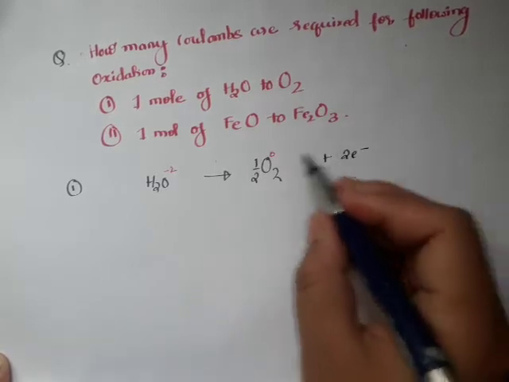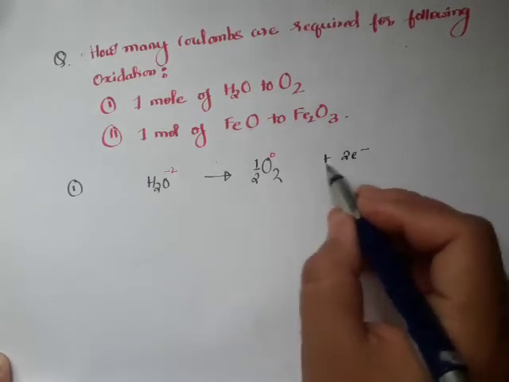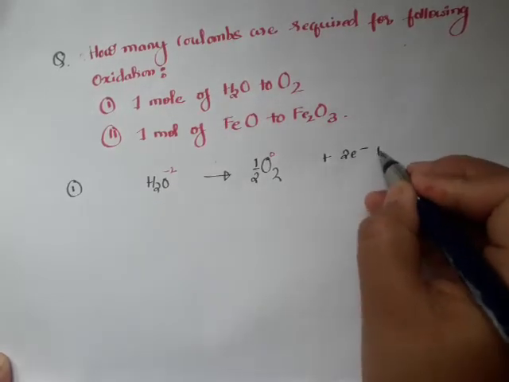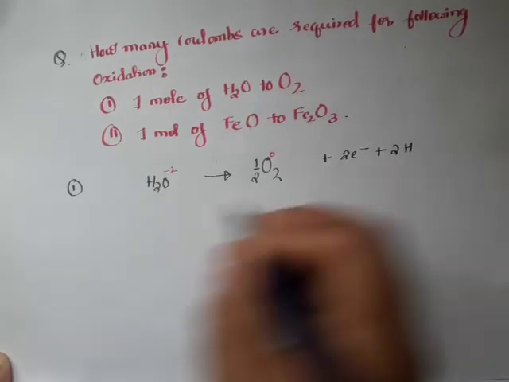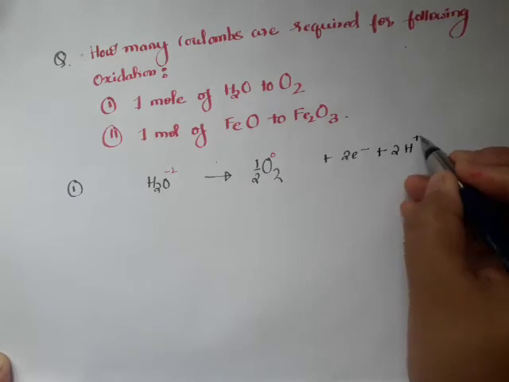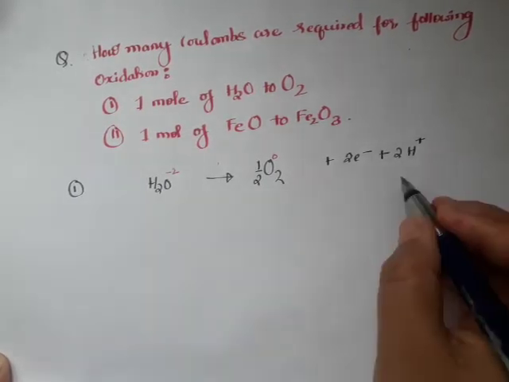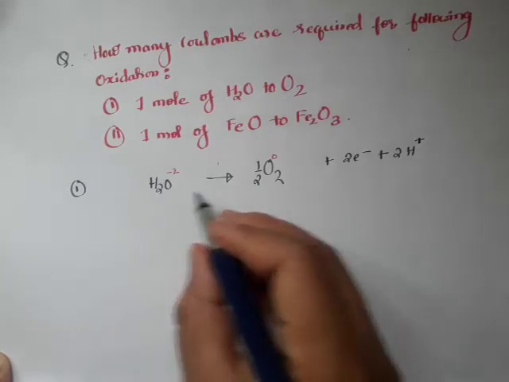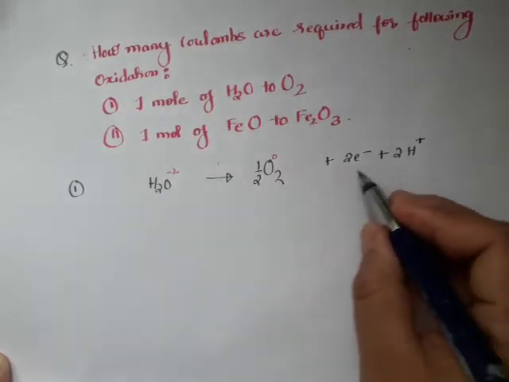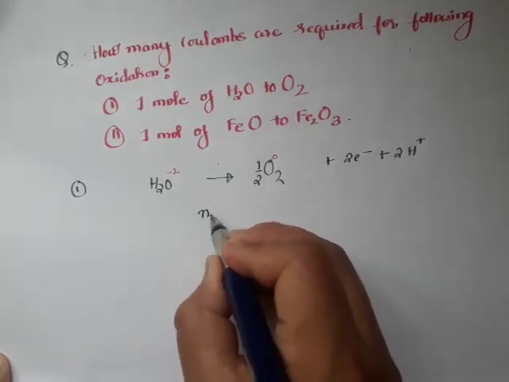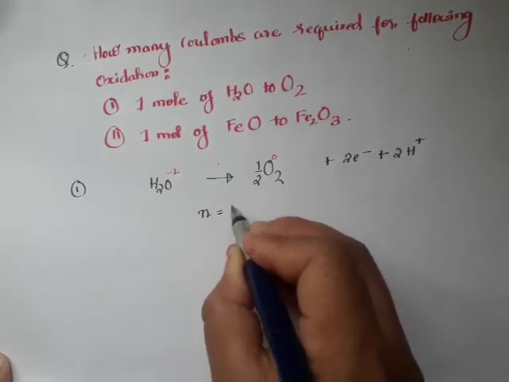Now this is your electron, and that makes the species positive. Here there is H, so you get H plus, 2 of them, 2H plus. The 2H plus and 2 electrons get cancelled and you get this equation. So whenever water decomposes to oxygen, it gives out 2 electrons and 2 hydrogen ions. So the number of electrons exchanged here is 2.